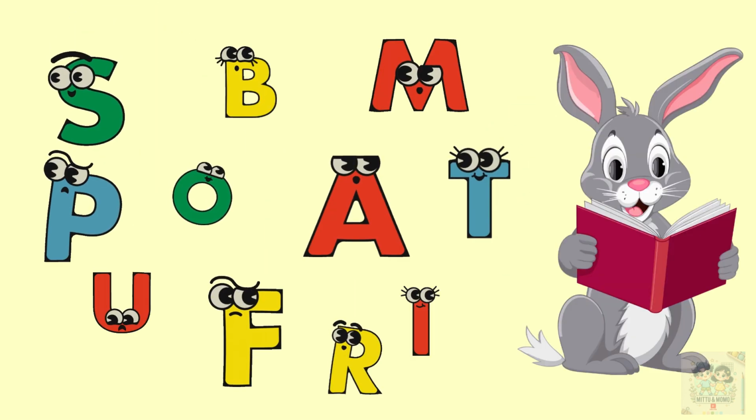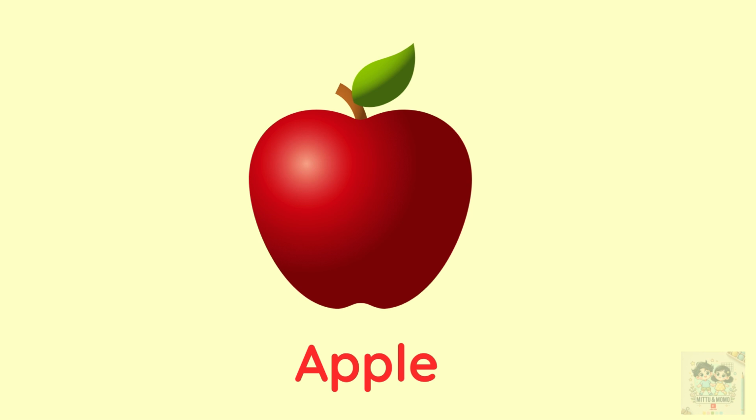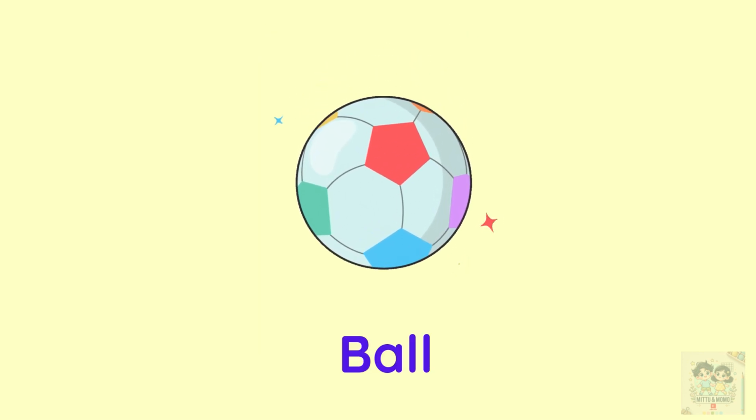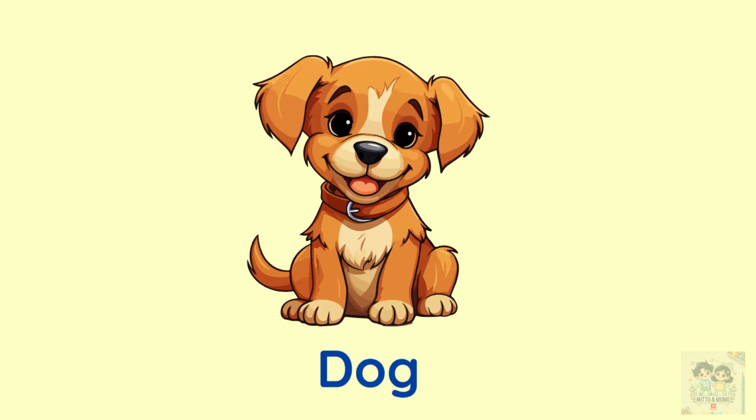Today, let's learn the alphabets. A. A is for apple. B. B is for ball. C. C is for cat. D. D is for dog.